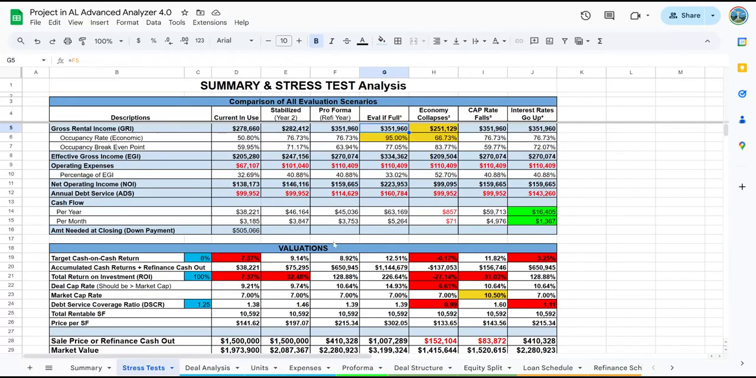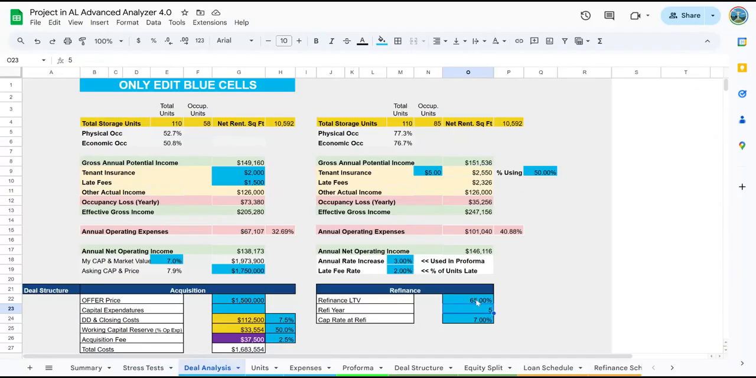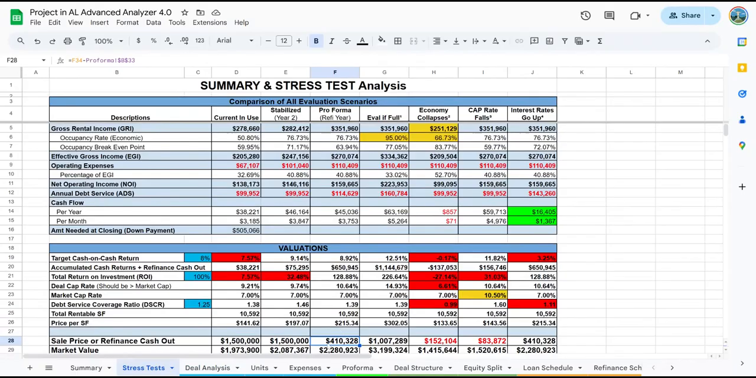So when we refinance, the market value of the facility is $2.28 million. And when we refinance, we're going to refinance at the value here, loan to value of 65%. And this is the cash out you will be receiving based on our pro forma numbers.